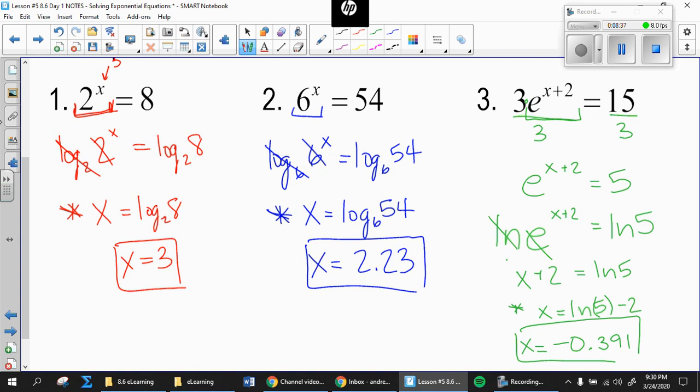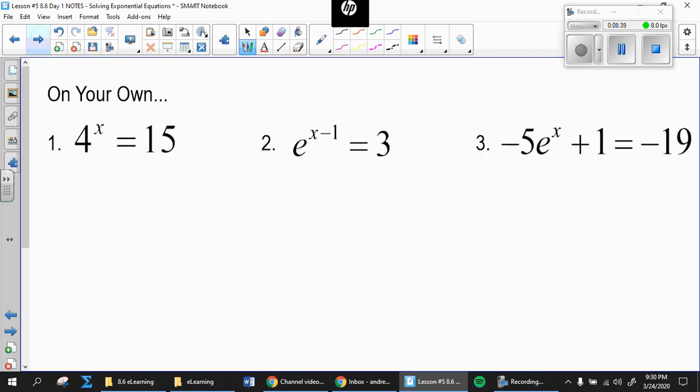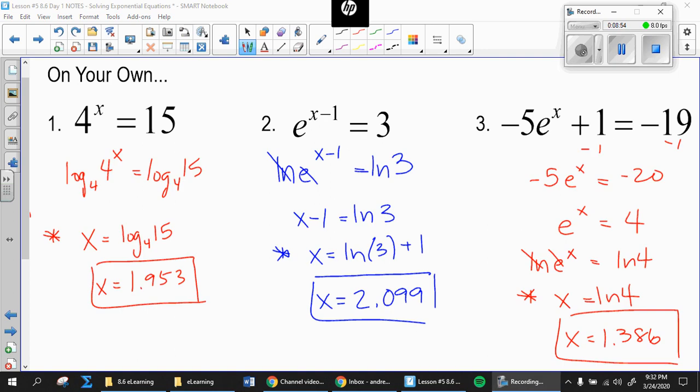I want you guys to go ahead and try these 3 problems on your own. So pause the video, try these 3 examples. When you play the video, the answers will be there. All right, guys, here are your answers. Check those, make sure you understand what you did correct, what you might have made mistakes on, and then go and do your practice.